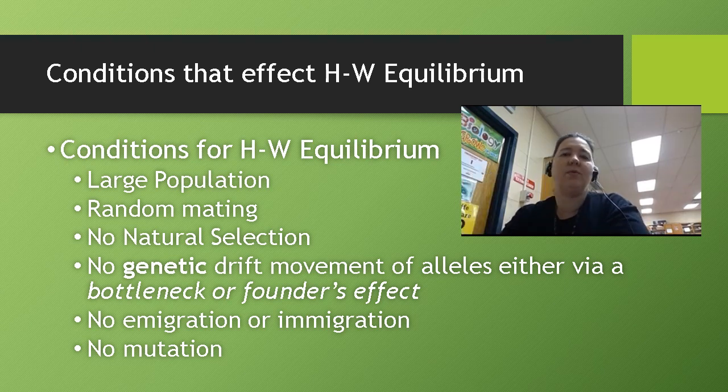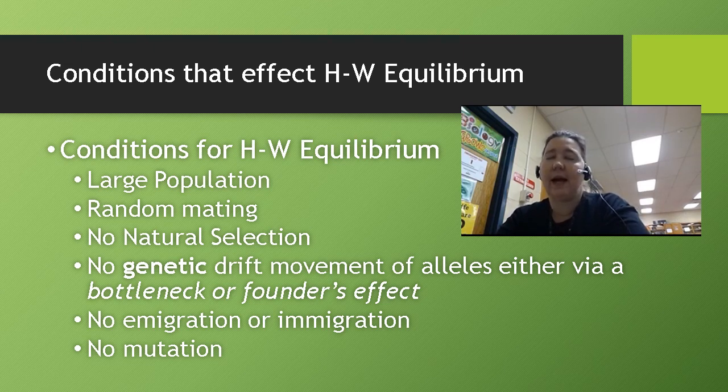Like I said, in most species that isn't true. There also should be no natural selection, no genetic drift, which means there's no movement of alleles, either through emigration, immigration, no bottleneck effects, okay, and then no mutation.